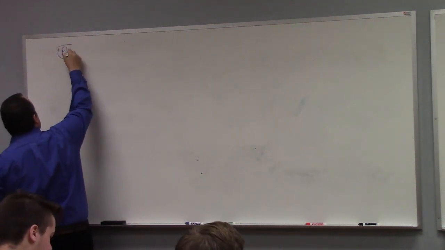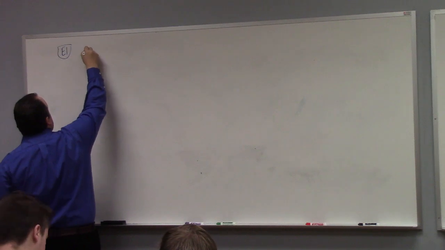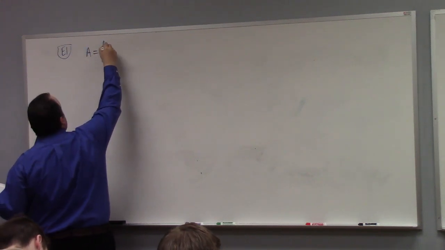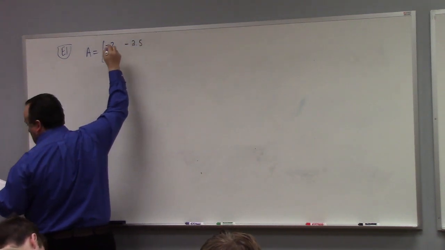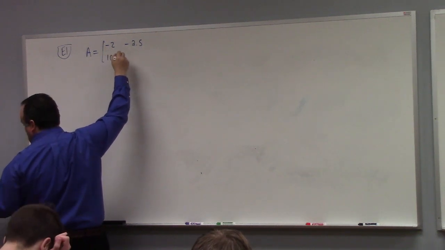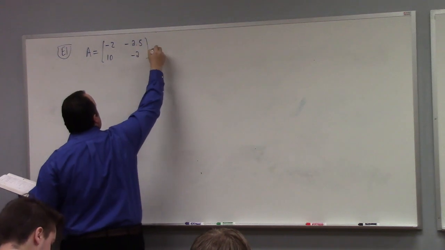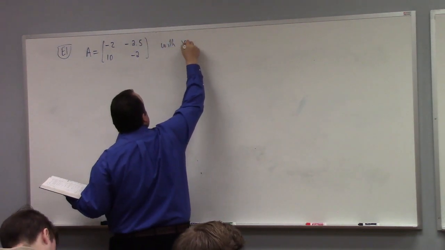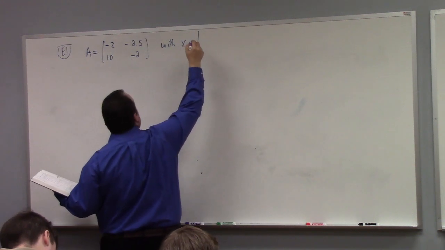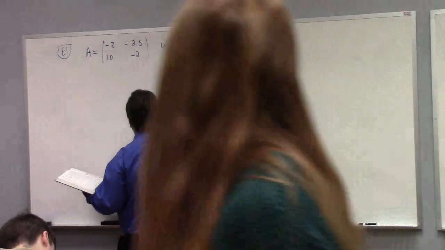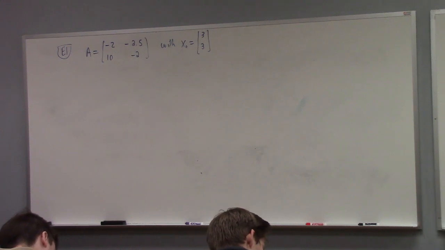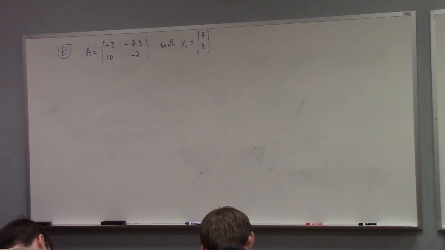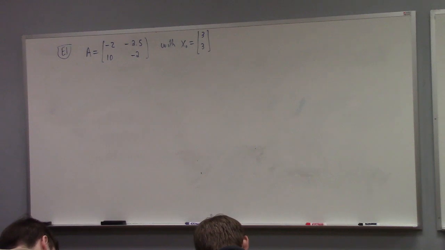Example 1, I guess. Here we have A equals 2, minus 2, minus 2.5, 10, and minus 2 with initial position 3, 3. And we're supposed to solve this using the complex eigenvectors, eigenvalues. This is the differential equation which occurs from a particular RLC circuit, that's shown on page 360. All right.